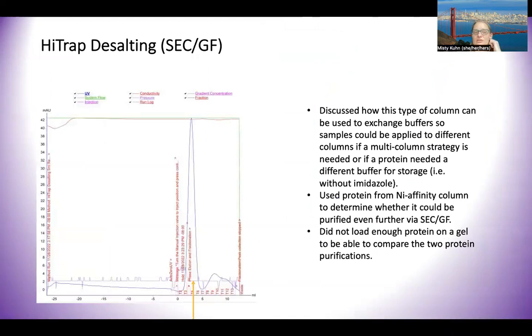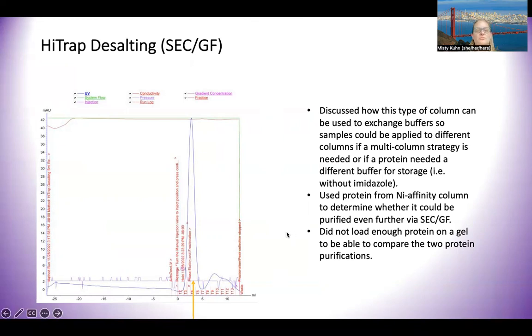We went ahead and used a desalting column because we were trying to explain how you could go from one type of chromatography to another, but you would need to change the buffer in between. And so some people thought that maybe this column would actually purify their nickel affinity eluate better than just leaving it as it was coming off of nickel.